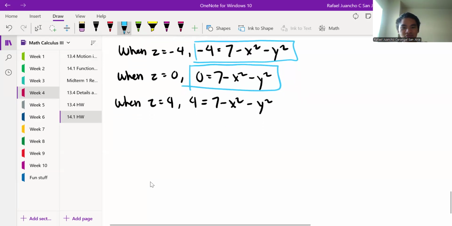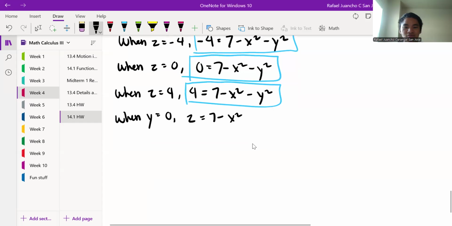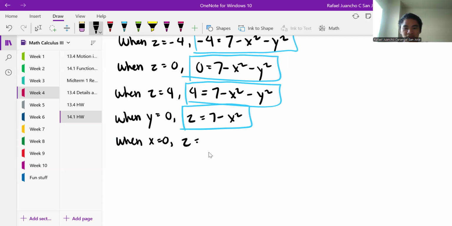And then, okay, here's where it shifts a bit. It changes a bit. Here we're being asked when y is 0, what's x and z? So here we have z equals 7 minus x squared. Done. My y squared is a 0. Right? And when my x is now 0, when x is 0, here I have z equals 7 minus y squared.